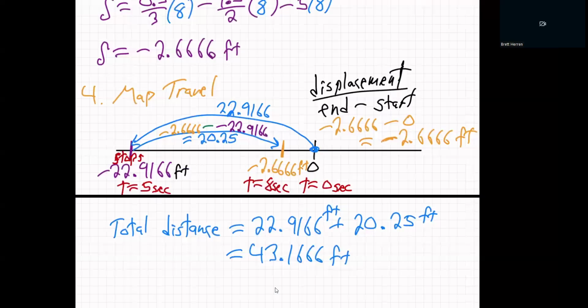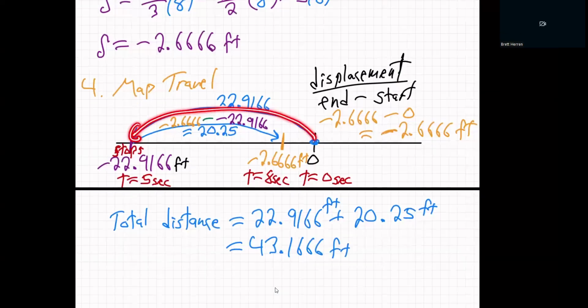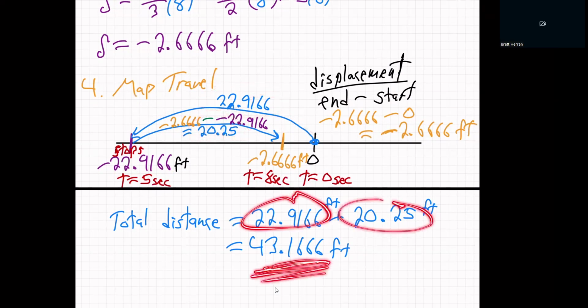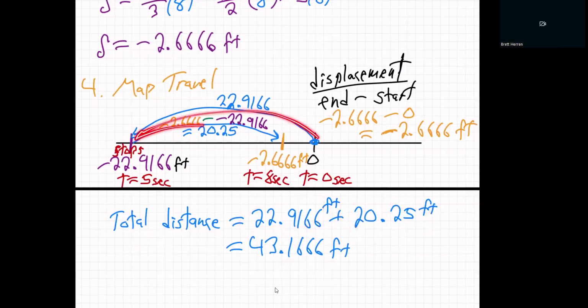We have a map of the travel. It went this way, 22.9166, because that's where it ended up. Now, how far was this leg of the journey when it came back? Well, to figure that out, just take the ending point here minus where it started, that little second leg of the journey. So the minus 2.666 minus the minus 22. Watch out. Minus a minus, going to plus, it ends up, that's 20.25. So then you just add those together, the 22.916 and the 20.25, and you get 43.166 feet. That's the total distance traveled, this leg and that leg.